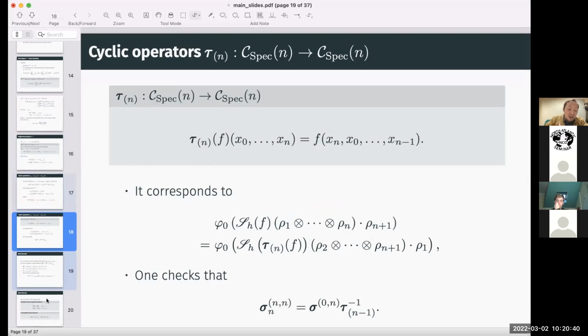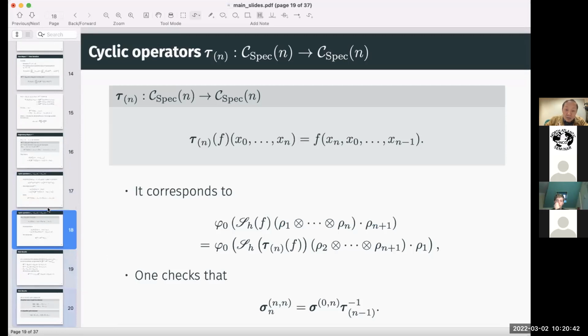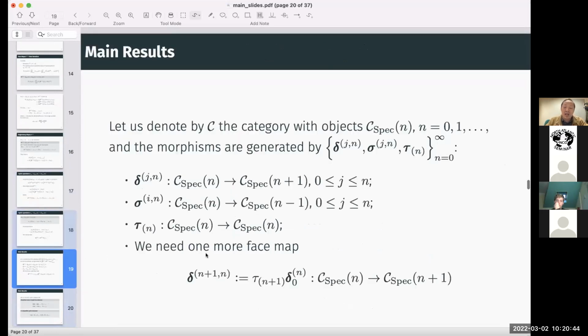So okay, let me summarize all the new notations. Now I have a sort of a category. First of all, the objects are the collections of symbols, those spectral functions behind these rearrangement operators. Here n labels the number of arguments, the number of variables.